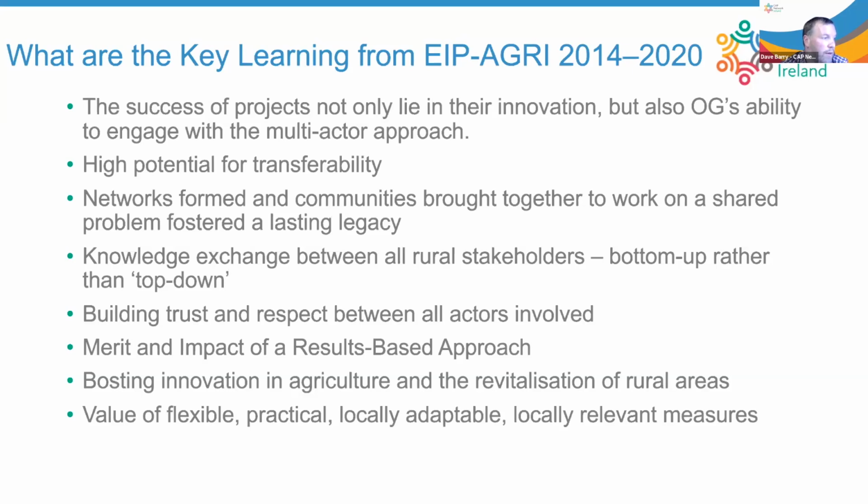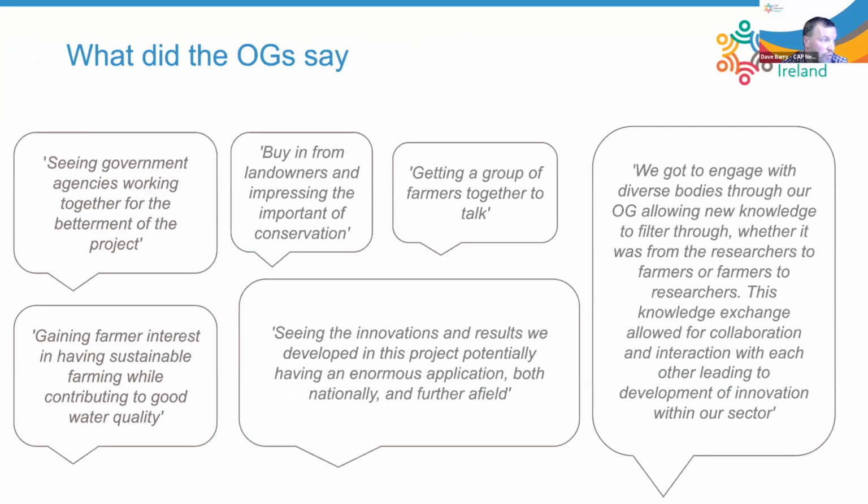They really liked the idea of the bottom up approach rather than top down. They also liked the fact that they were working together, and the potential for transferability as well. So these might be local problems, and you might find an innovative solution for a local problem, but that can be transferred nationally and also throughout the rest of Europe as well. And some of the OGs in the past said they liked the idea of just getting a group of farmers to work together to find a solution.